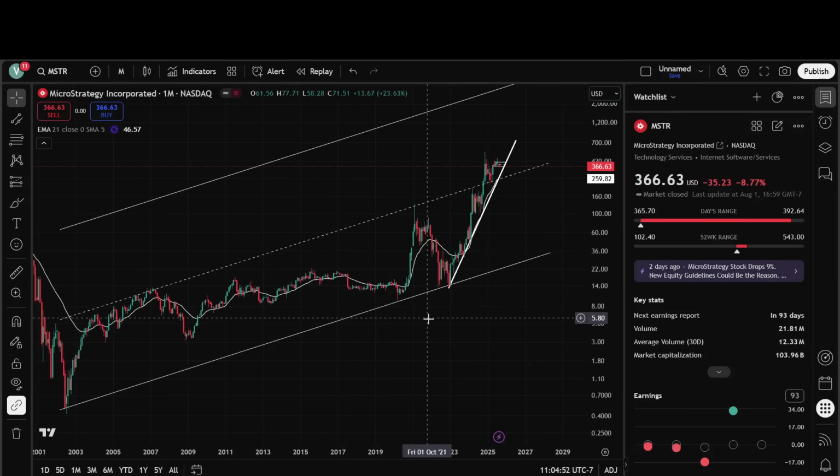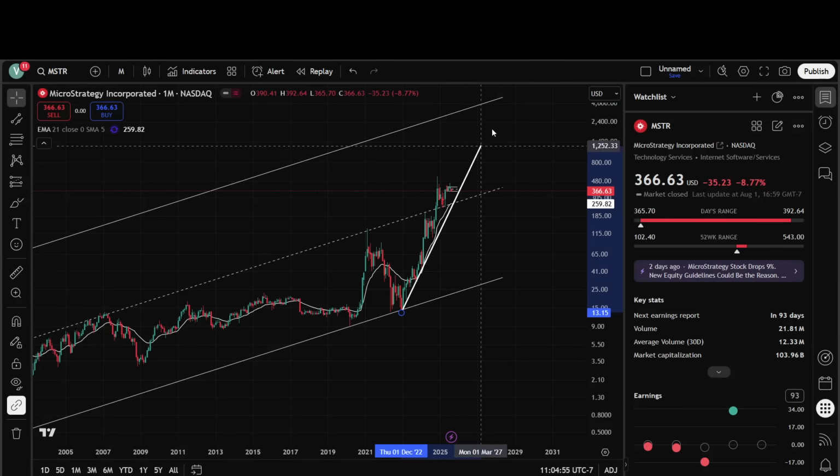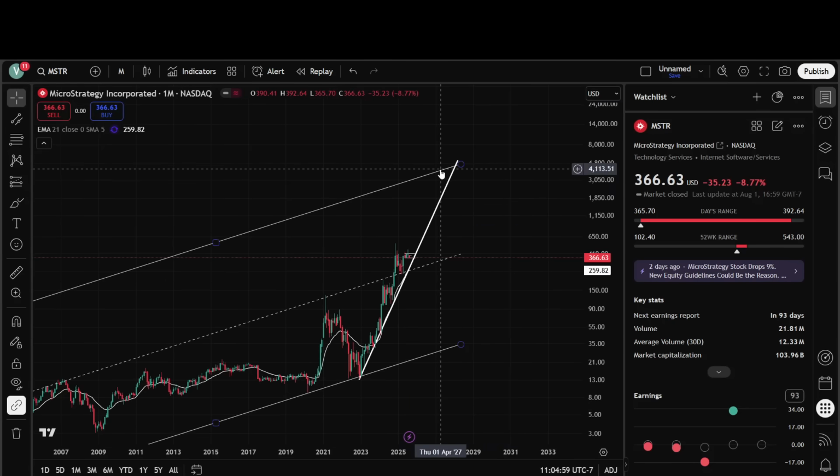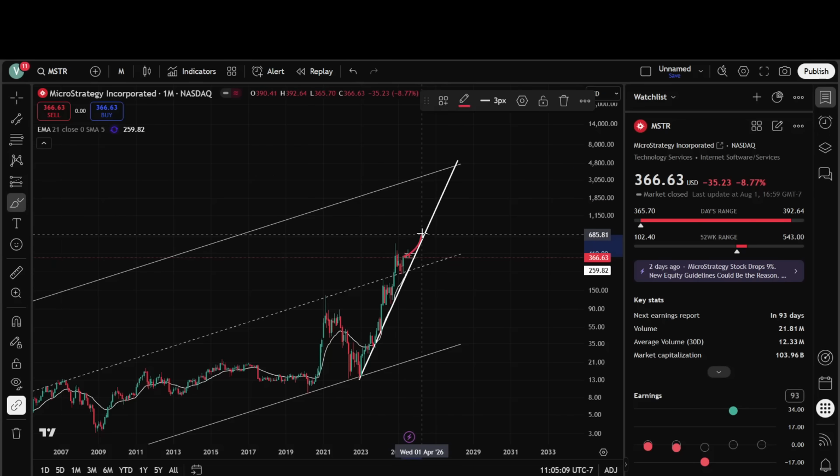So the prior high becomes the midline, and this is targeting, at the same pace that we're currently at, I mean, we can get to $4,000 by 2027, it looks like. However, as a trend matures, typically, especially for these volatile stocks, it gets more exponential. So I'm not expecting it to move at this current pace.